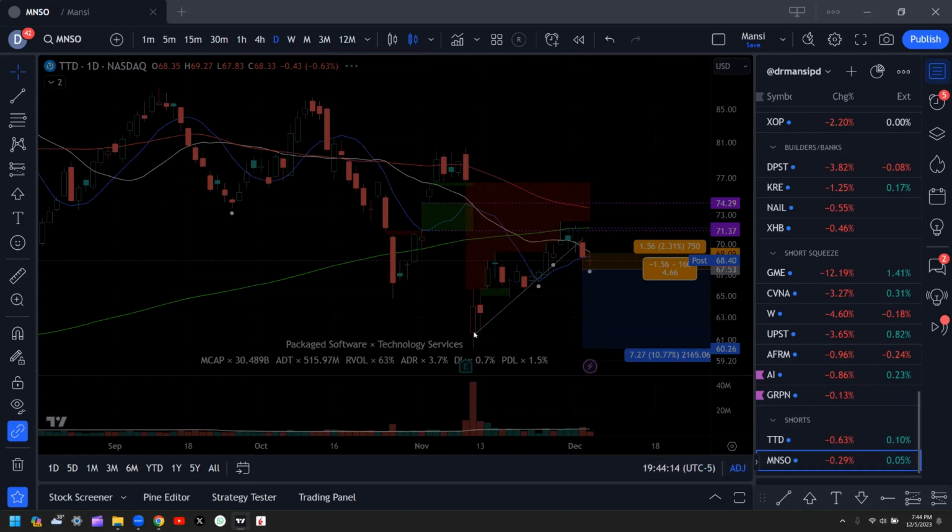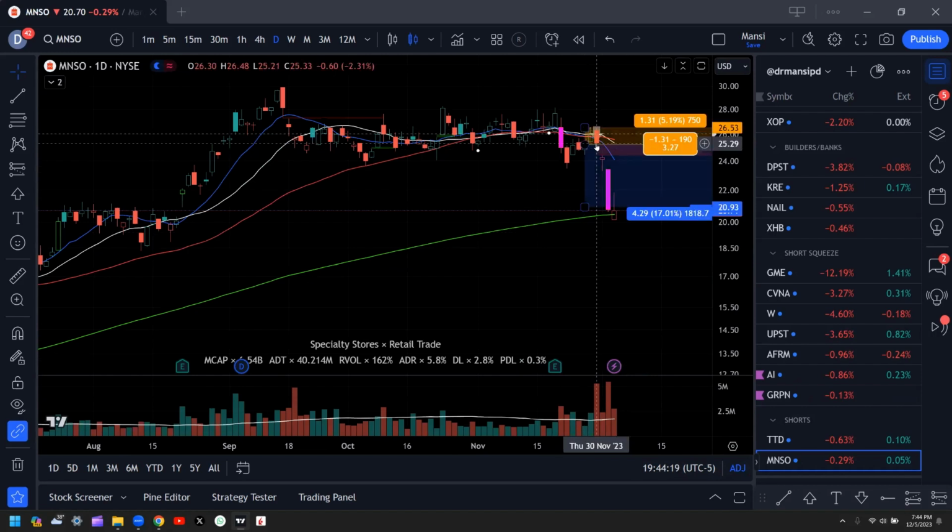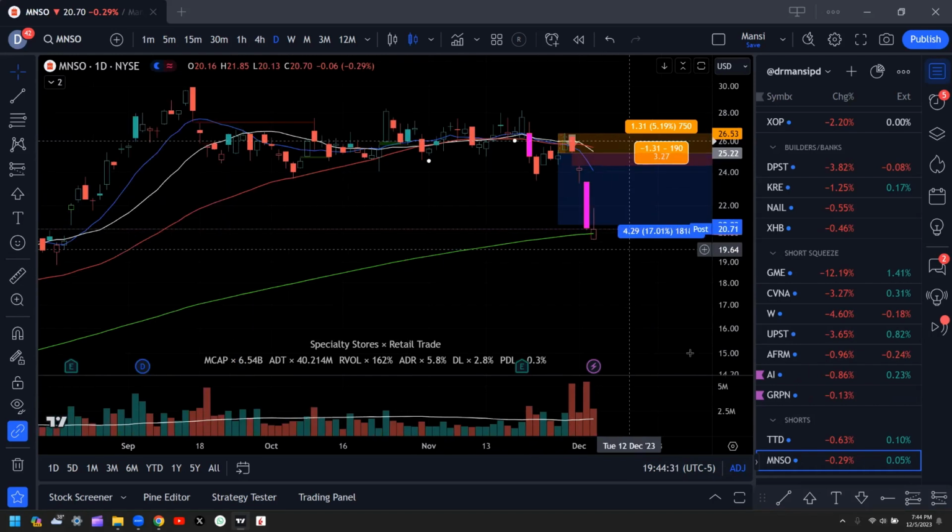And the last is mini. So this one's already made its move without me. I had it short here and then covered it the same day because it didn't give me any cushion, and I didn't want to hold something short without a cushion. And then the next day it just gapped down and the trade was over without me. And such is life. So that's it.